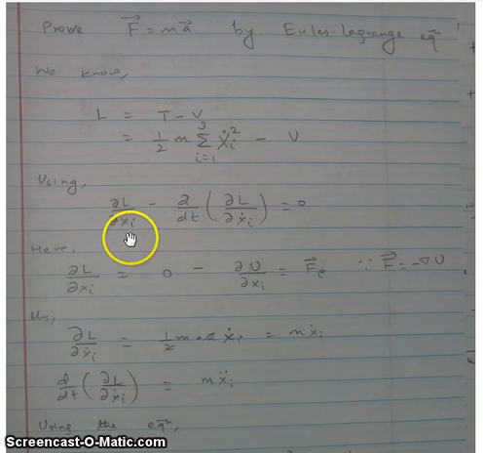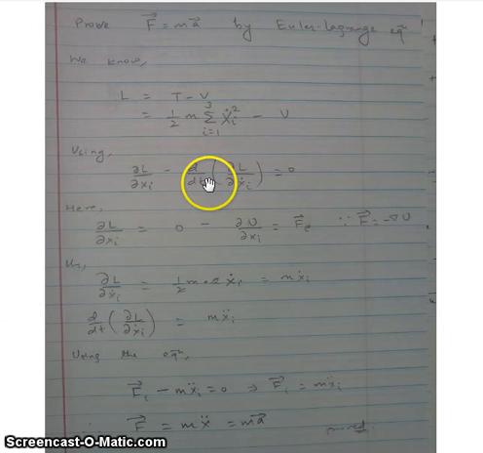So at first, trying to find the partial derivative of L with respect to x_i: since there is no x_i in the kinetic term, that term would be 0, and the partial derivative of U with respect to x_i gives the force in the i direction, since force is the negative gradient of U.